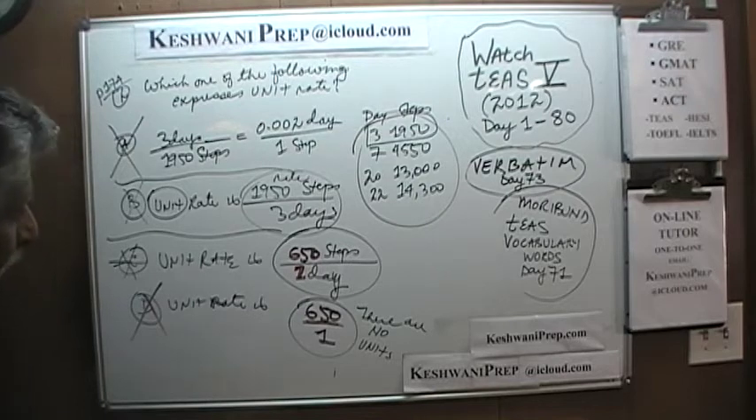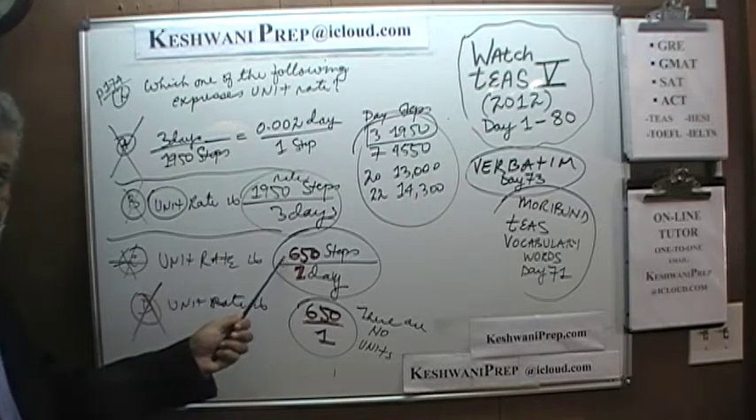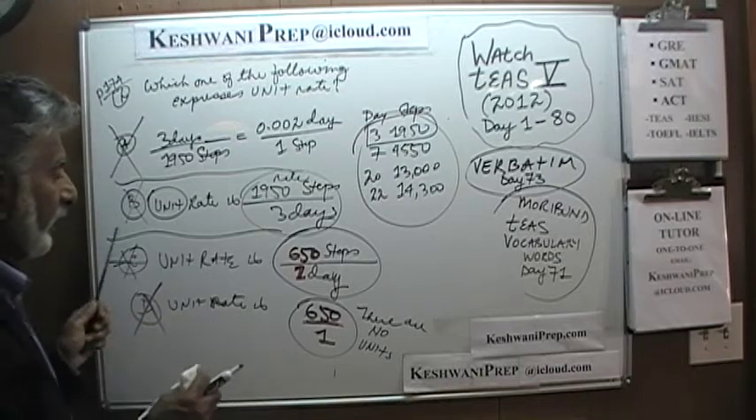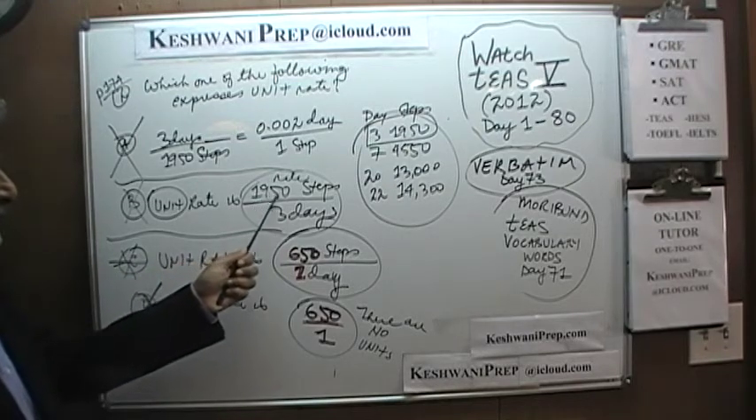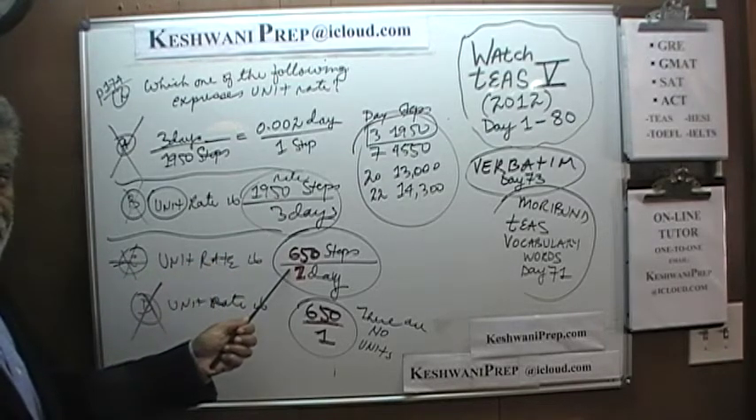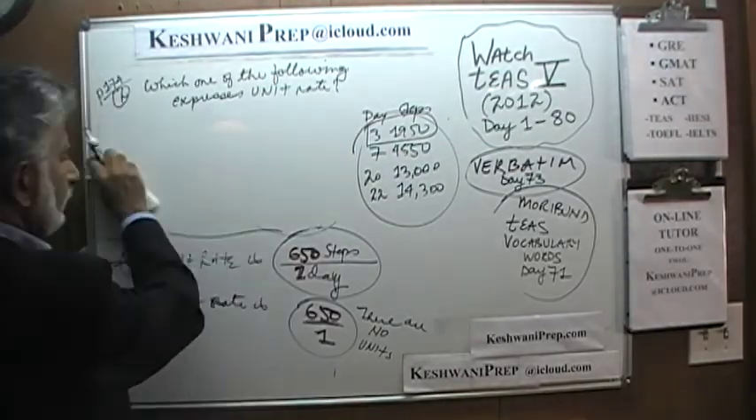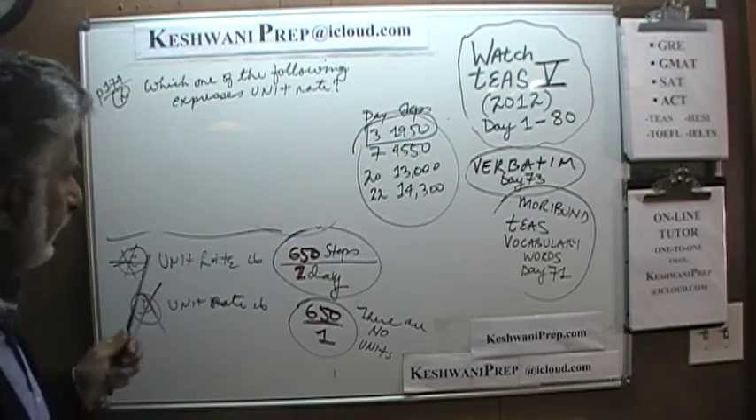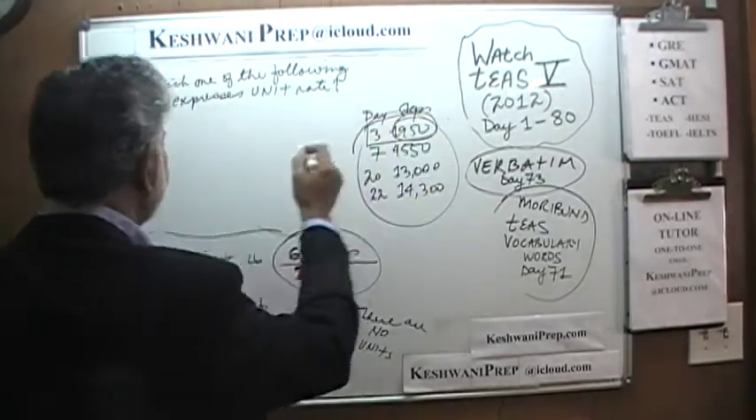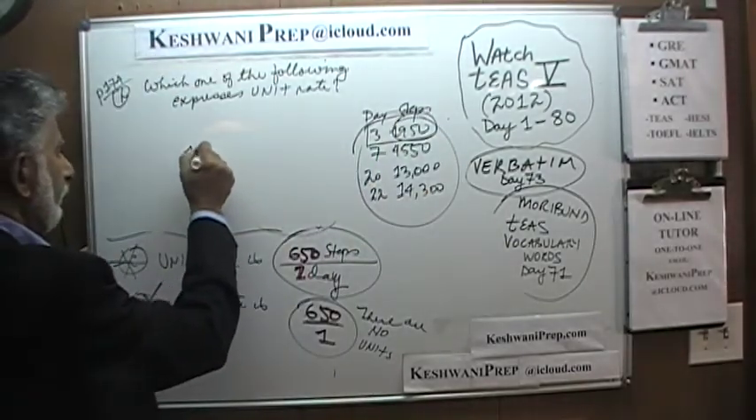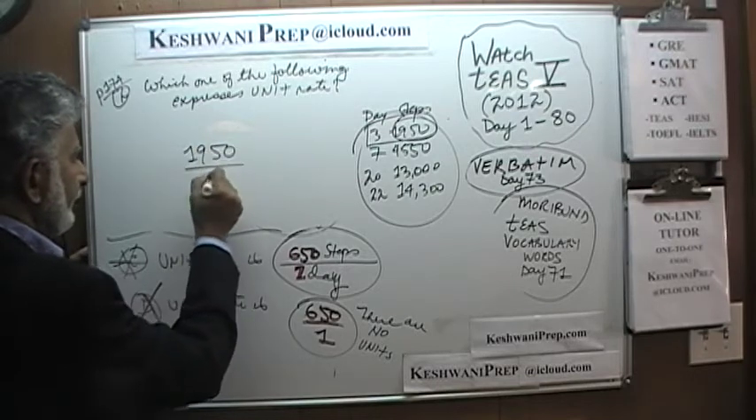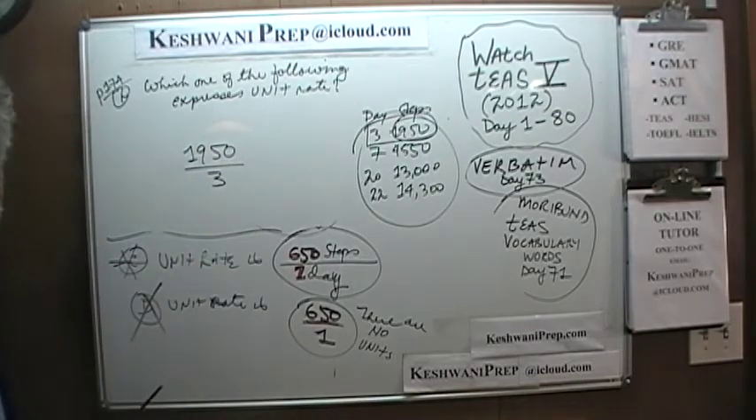What we're going to do now is to actually figure out where this thing is coming from. 650 divided by 1. Apparently, when we divide 1950 by 3, we are supposed to get that. Let's see if we do that. We're going to divide 1950 by 3. And we want to find out what do we get when we do that.